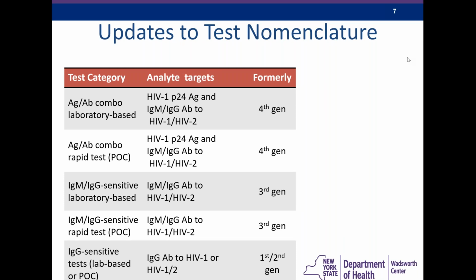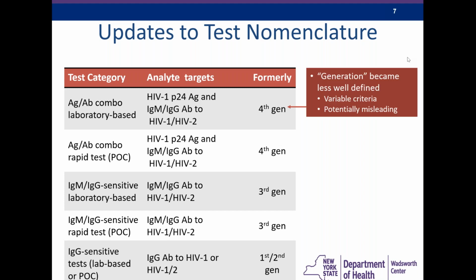Okay, so next I want to review some relatively recent updates to the recommended terminology that we'll use to describe the different categories of HIV tests. For years, it's been the convention to refer to HIV tests, especially the screening tests, as being part of a particular generation. Like in 2010, when the first HIV antigen antibody combo test was FDA approved, this became known as a fourth generation screening test.